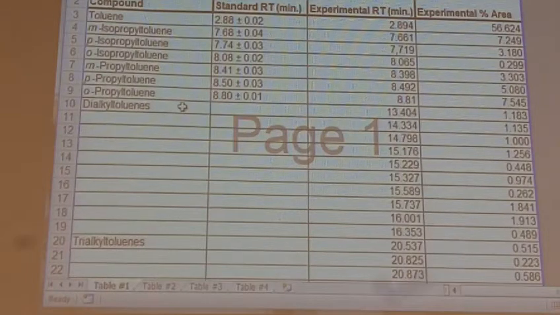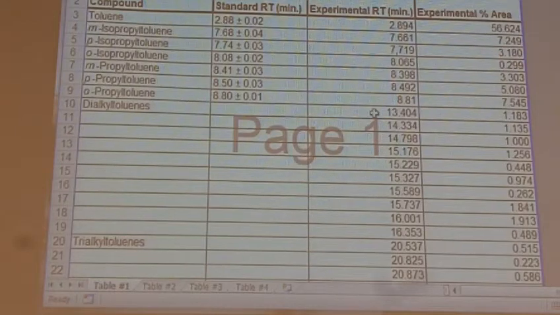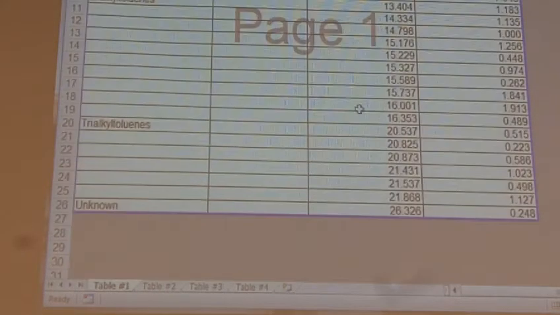For dialkylated toluenes, the dis and the tris are really easy to figure out because the dis are about double the retention times of the monoalkylated and the tris about triple the retention times. So dialkylated are in the 13 to 16 minute range. The tris are in the 20 to 22 minute range, okay?